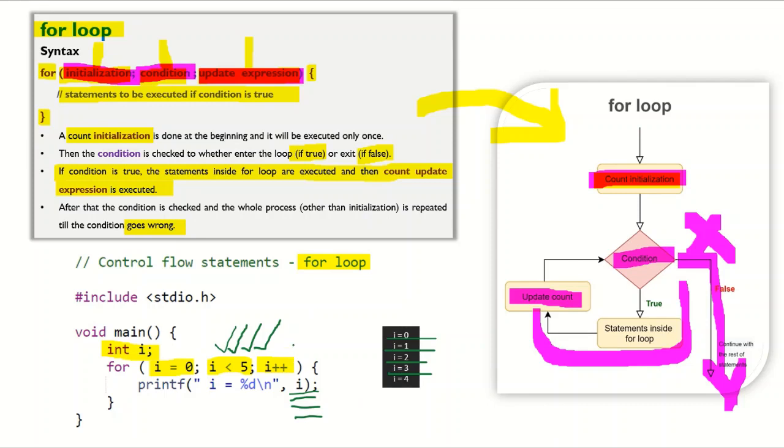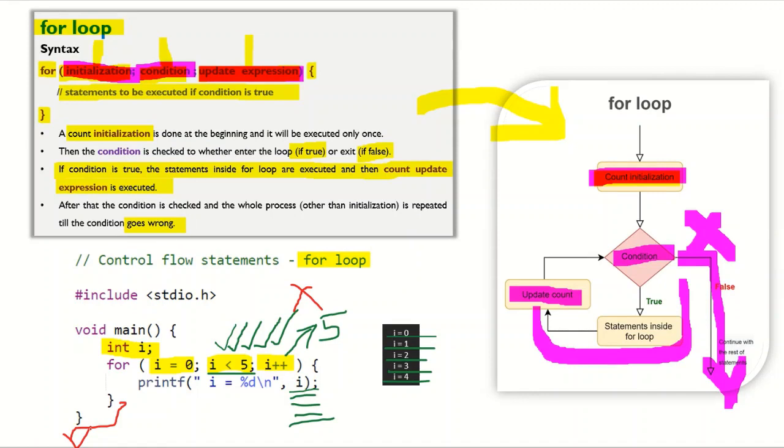Again i is incremented to 4, and 4 less than 5 is again true. Now the value of i is printed, i is equal to 4, then the value of i is incremented to 5. Now it will check the condition 5 less than 5, but that condition will go wrong. So it will exit the loop and continue with the rest of the statements. Here there are no more statements, so it will end the program.